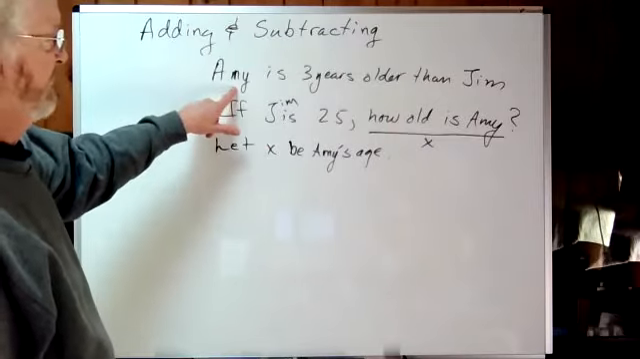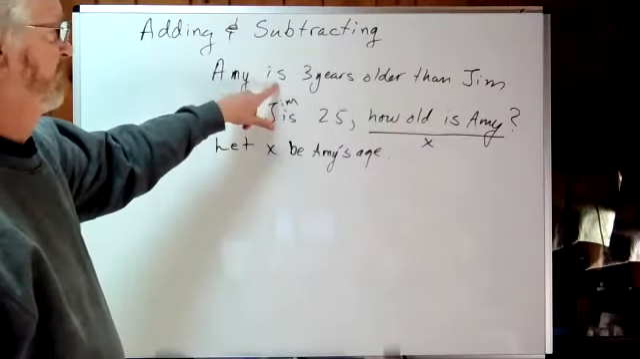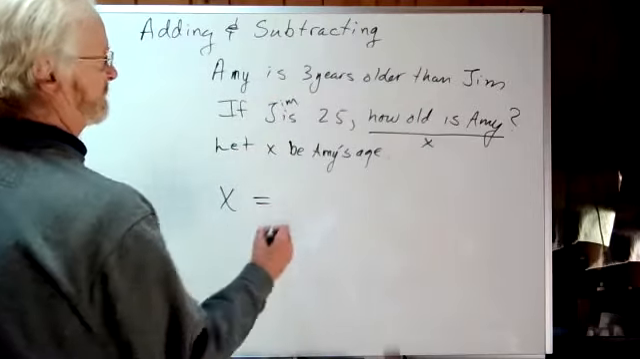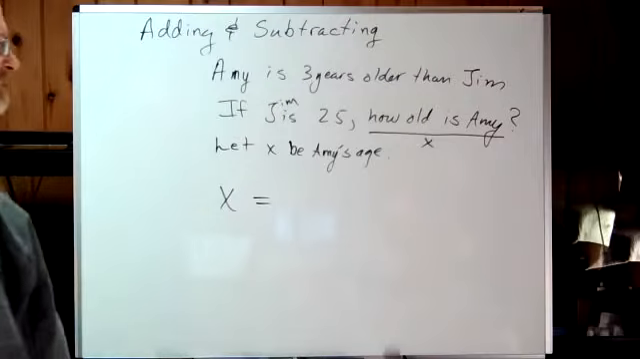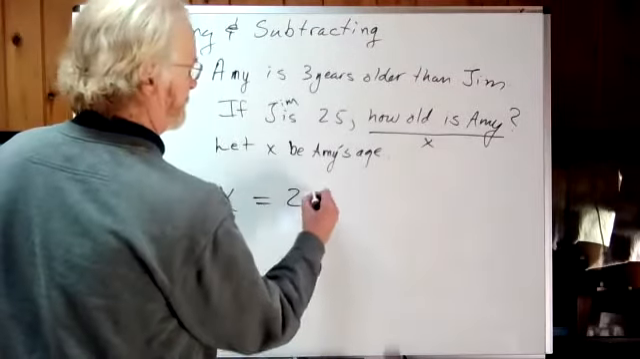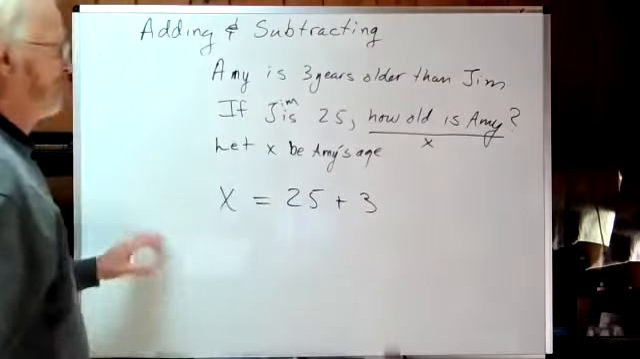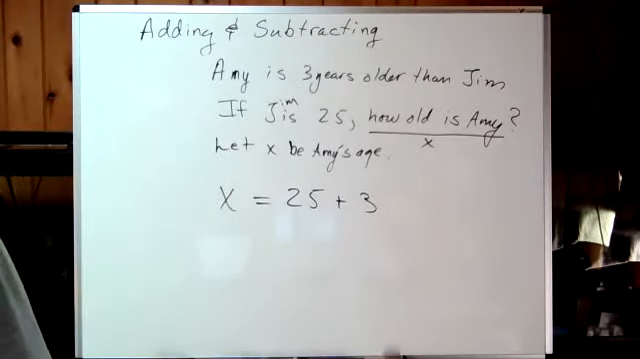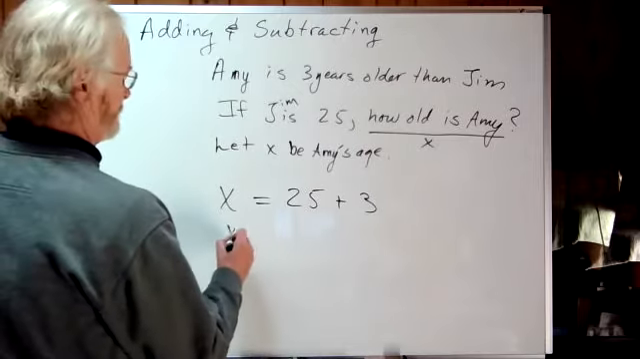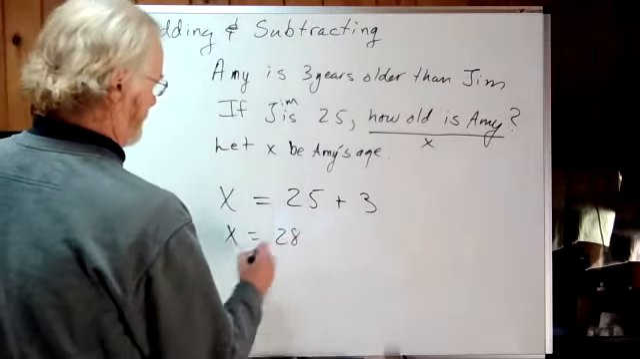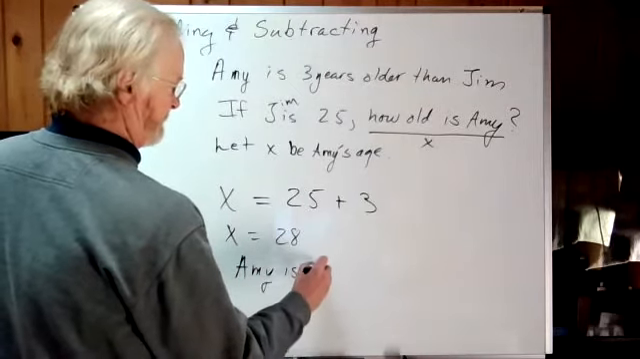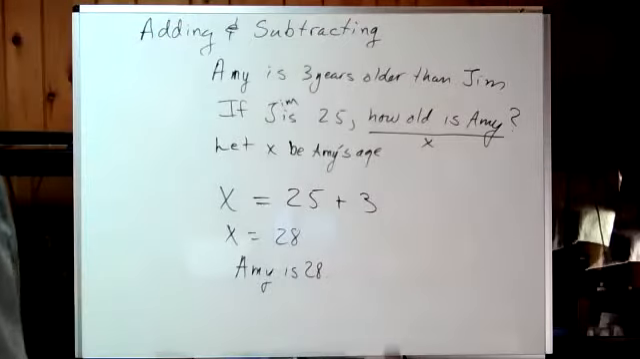Amy is 3 years older than Jim. If Jim is 25, well, this is kind of weak the way I wrote it. x is 25 plus 3. Well, that works, right? So Amy must be 28. Amy is 28. Complete sentence.